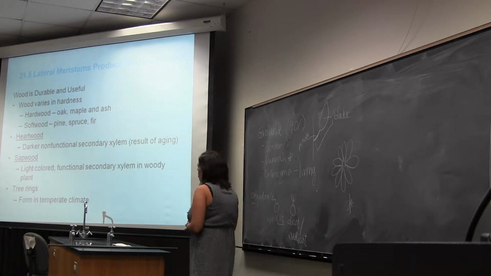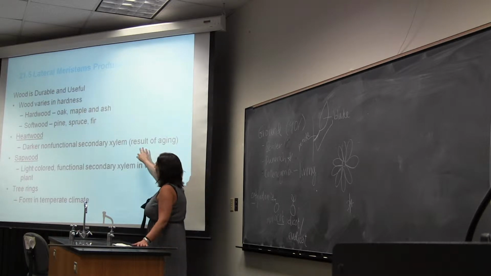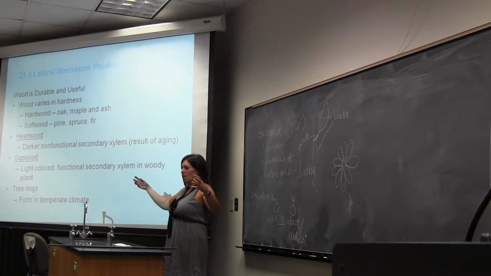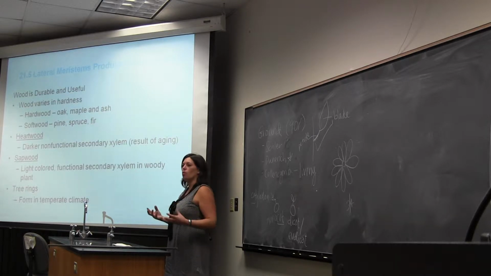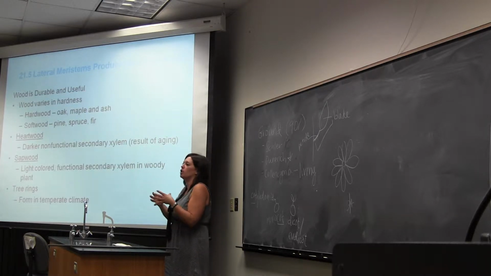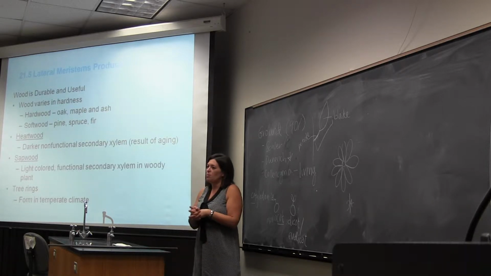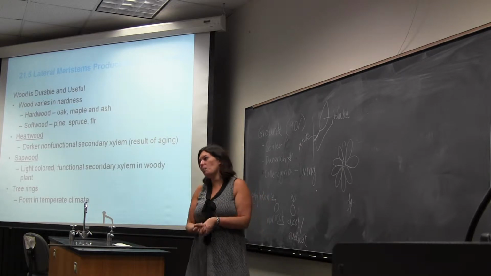And so this heartwood is going to be the result of aging. As the tree gets thicker and thicker, it doesn't have as easy access to all the water and nutrients. So it's this kind of non-functioning plant tissue. And then, in addition to the heartwood, you also have the sapwood.